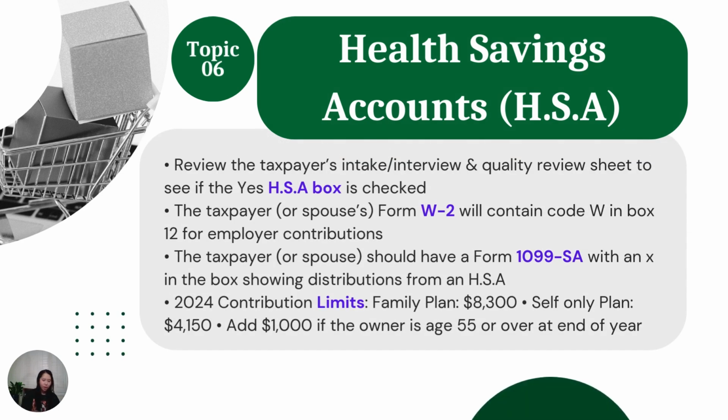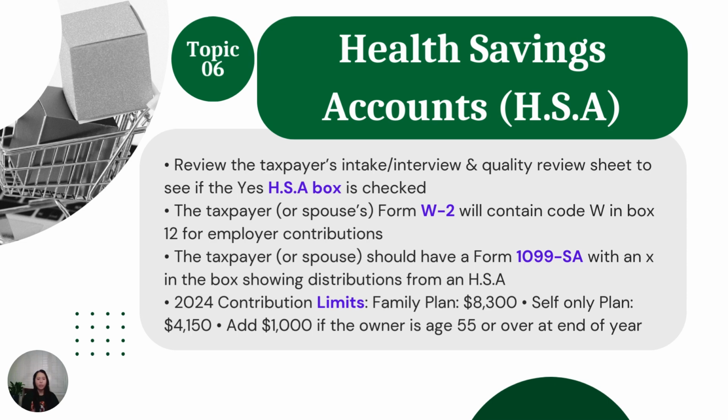Okay, health savings accounts, or HSAs. So how are we supposed to make an adjustment to gross income when you have expenses paid to a health savings account? In the taxpayer's intake and interview quality review sheet, they will check yes or no to if they had an HSA box. If the taxpayer or spouse's Form W-2 contains a code W in box 12 for employer contributions, the taxpayer or spouse should have a Form 1099-SA with an X in the box showing the distributions from the HSA.